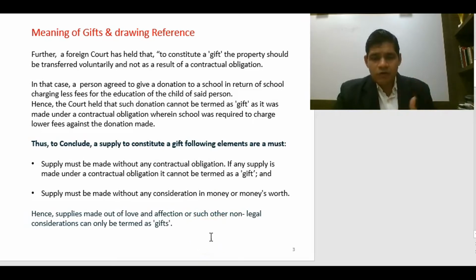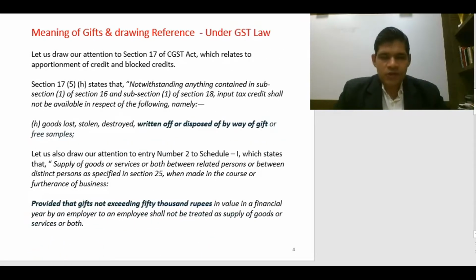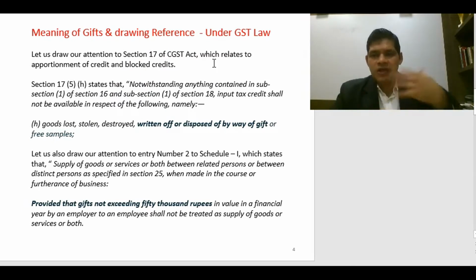Hence, supplies made out of love, affection or such other non-legal consideration can only be termed as gifts. Further, now let's move to the second topic, wherein under the GST law there are two places wherein we need to study about the impact of free supplies and gifts. So section 17 of the CGST Act talks about apportionment of credit and blocked credit. Basically, it talks about the input credits and scenarios wherein you will not get input credits.